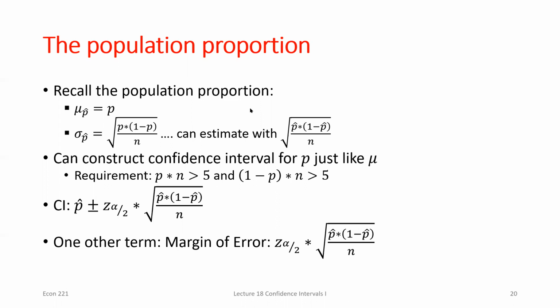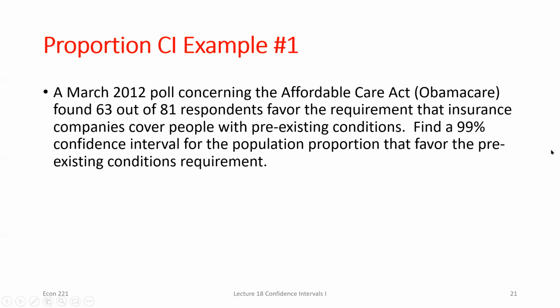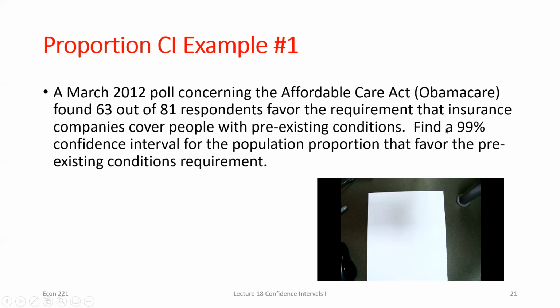So let's look at an example. So there was a poll back in 2012 in Indiana of whether or not people had favorable views of the Affordable Health Care Act. And actually, more specifically, they asked them if they were in favor of its requirement for companies to cover pre-existing conditions. Okay. So what would the 99% confidence interval be for the true population proportion of people who wanted healthcare companies to cover pre-existing conditions? Well, we had a sample size of, we asked 81 people.